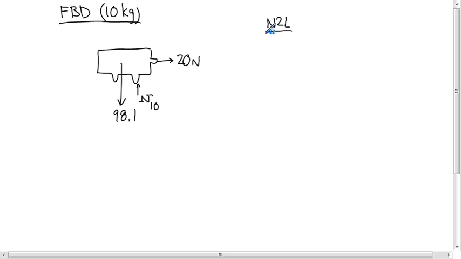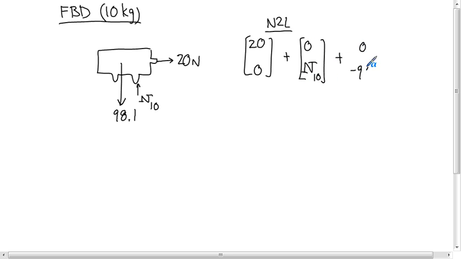And so Newton's second law says (20, 0) plus (0, N) plus (0, -98.1) is equal to the mass, 10, times the acceleration, (2, 0).